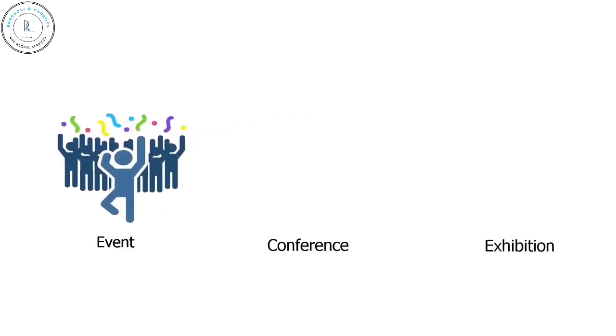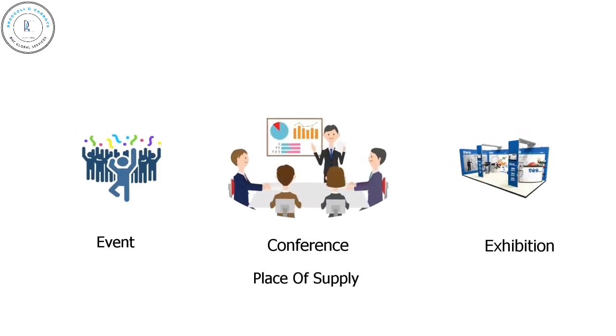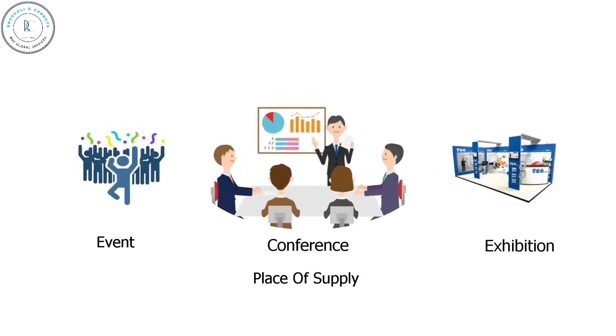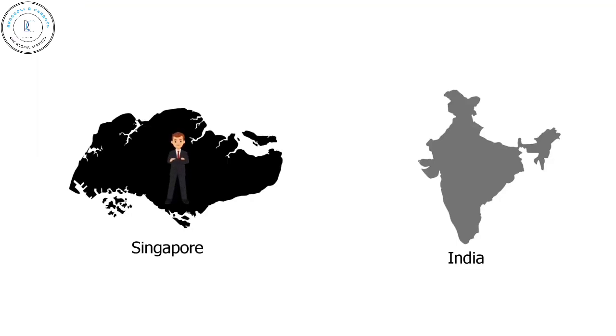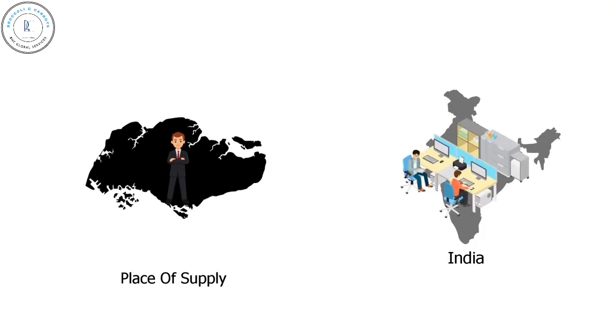Services of admission to an event or a celebration, conference, exhibition, etc., and organization of an event or a celebration. Place of supply shall be the place where the event is actually held. Example: Mr. Derek from Singapore was hired to organize a business event for an Indian company in Singapore. Place of supply shall be Singapore.